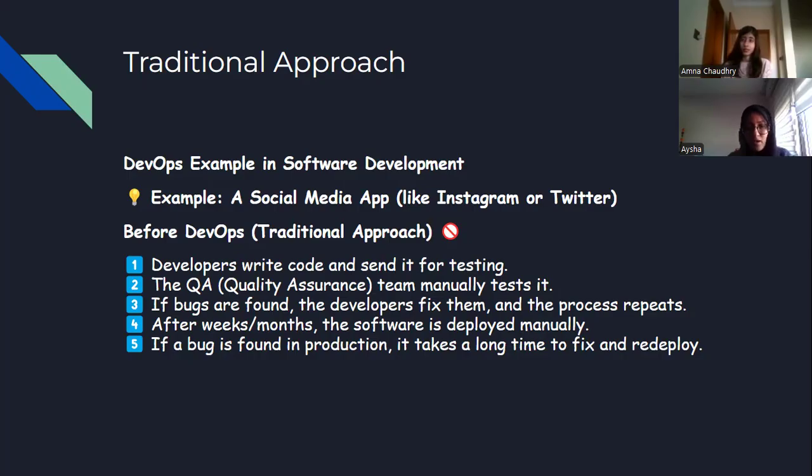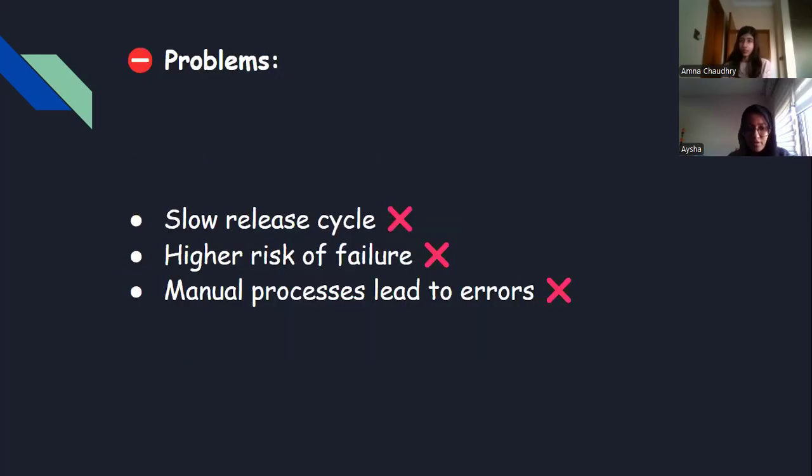After that, the software was deployed manually. We were not using any tool; we were deploying on our own. If a bug was found in the production phase, the whole process would take even more time. So the problems were the slow release cycle, high risk of failure, and manual processes leading to errors, because humans make errors, and without machines it took a lot of time. So these problems were solved, my colleague will tell.